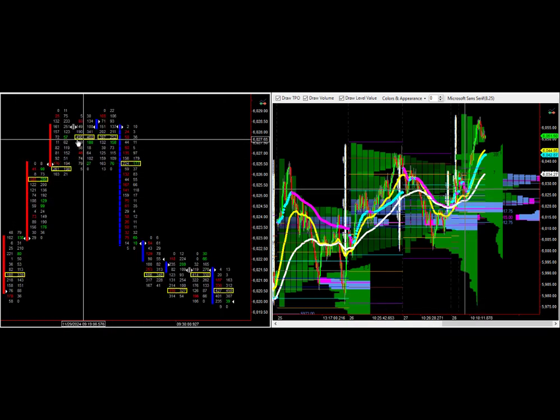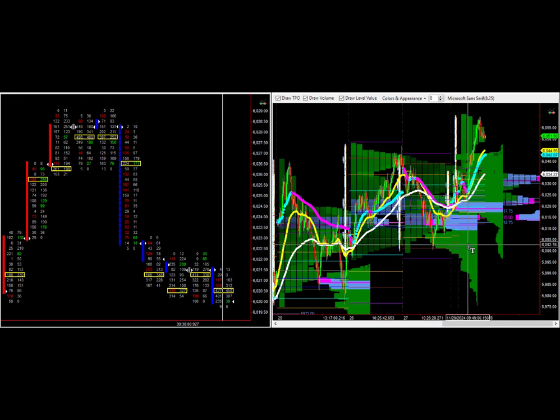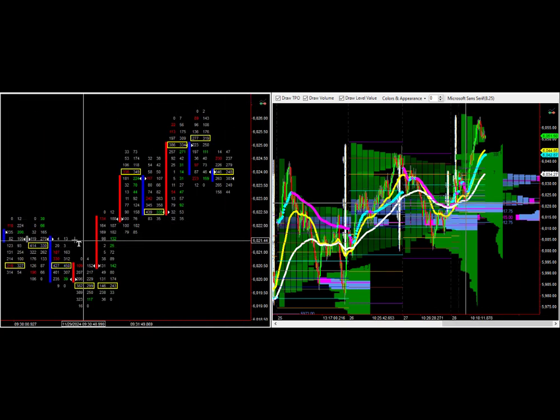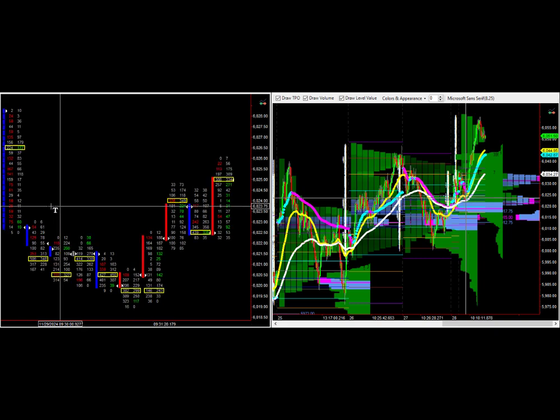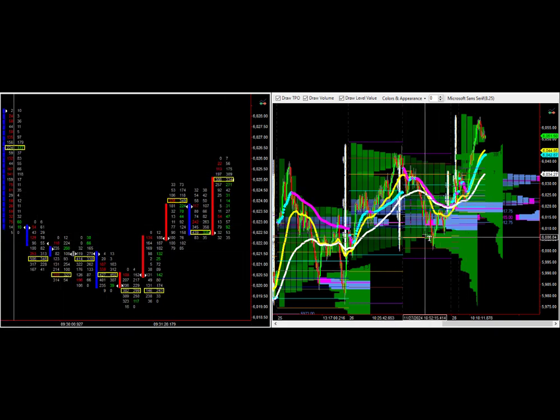You will see this horizontal stacking of value at very usable levels. But anyway, we are trying to go long. Okay, so we came down, and now let's zoom into this day today.